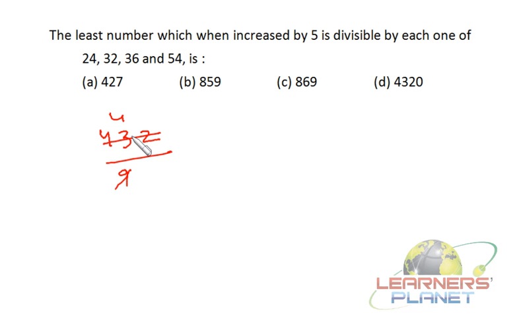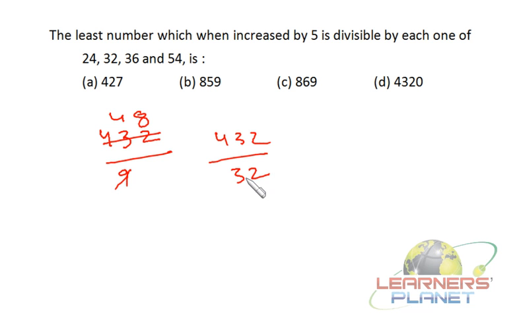9 fours are 36, 7, 9 eights are 72. That means now we are getting 48. Now 48 is further divisible by 3. That means this number, that is 432, is divisible by even 54. Now we have to see whether it is divisible by 32 or not. Okay. So 432 is divided by 32.